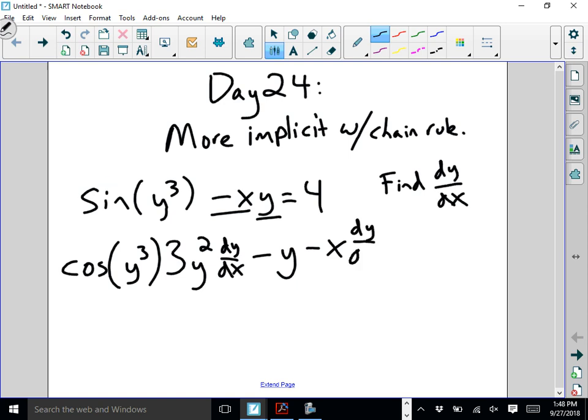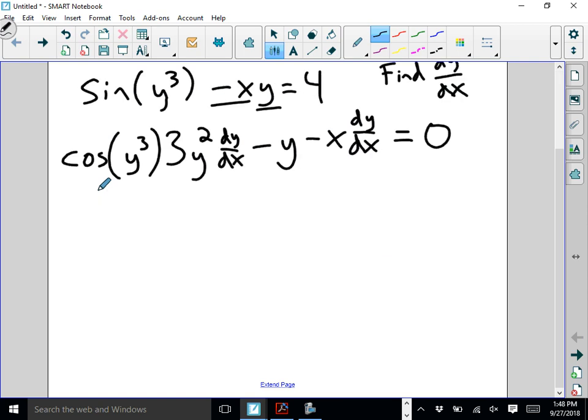So I did the whole product rule. I did the derivative of the first, negative 1 times the second y, plus the first, negative x, times the derivative of the second, dy dx. And that's going to simply equal 0. Derivative of 4 is 0. I want to take 1 second to clean this thing up a little bit before I start solving. I'm going to go ahead and put my 3y squared in front of my cosine of y cubed, dy dx, minus y minus x dy dx equals 0.